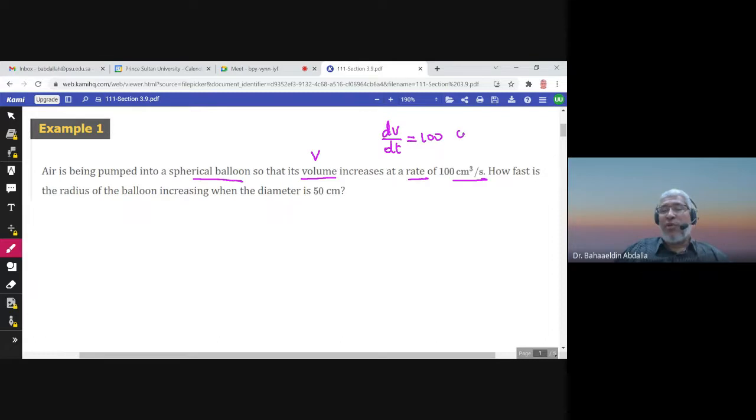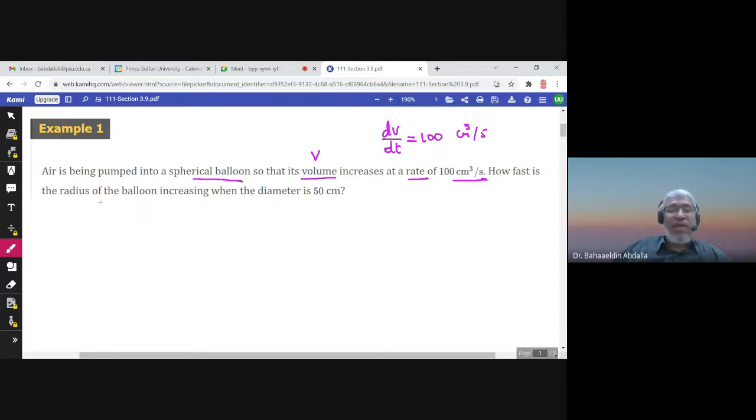centimeter cube per second. So each second, the volume increases by 100 centimeter cube. So rate means derivative. So dV by dt, the derivative of the volume with respect to t, is 100. Okay, so it's constant. The derivative here is constant. It's not changing. After each second, the volume will increase by 100.